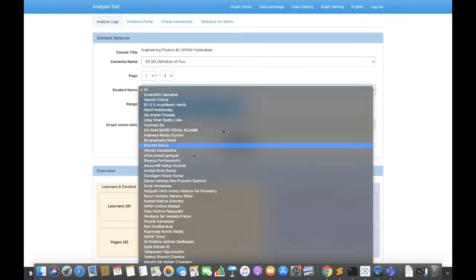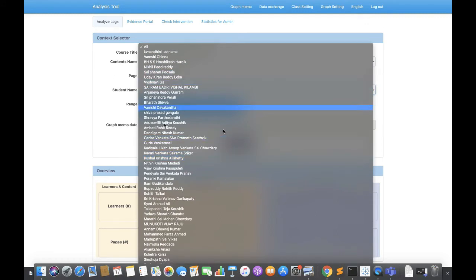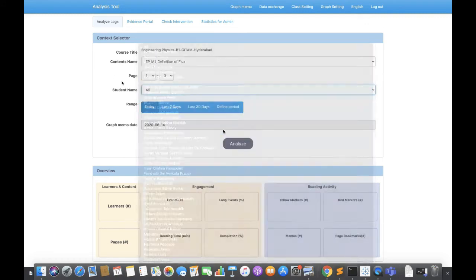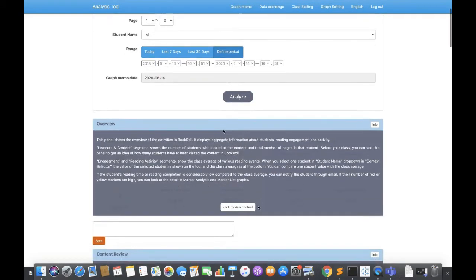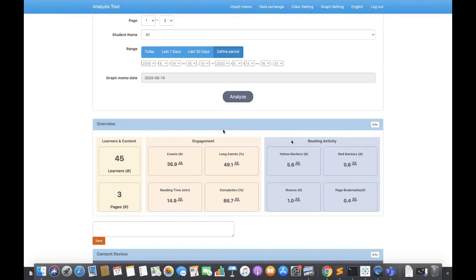and you can also select one student in that class and analyze how he or she went through the content. But if we see all and select a period of time, for example an arbitrary longer period, it gives an overview that 45 students looked at that content. On average, they had 36 interactions. That means they clicked next or created a memo, and all of these actions create an event. So they had 36 events on that content, and they read for 14 minutes on average.